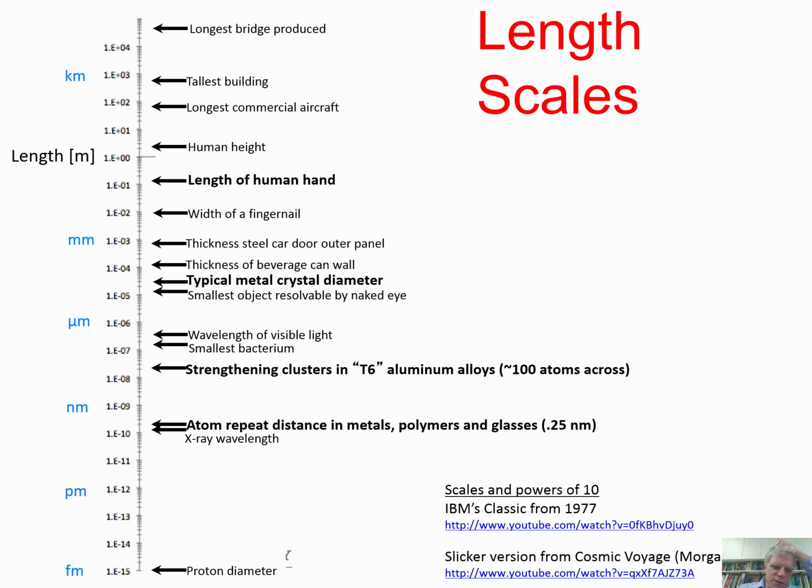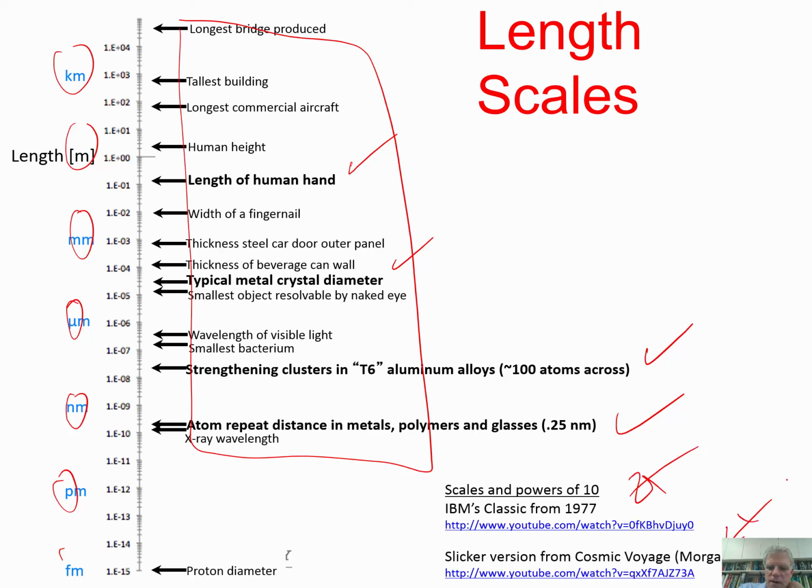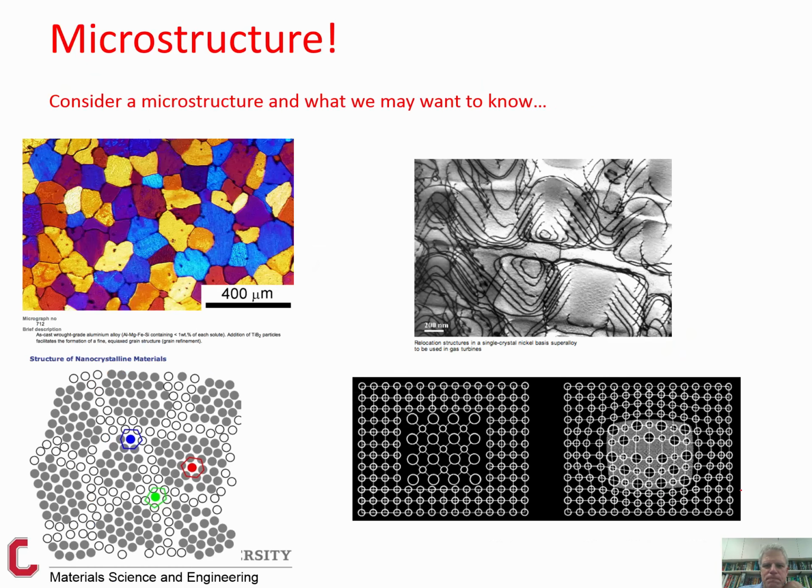I'm not going to go through this. This just shows where there are different sorts of length scales associated with things we're interested in as humans. You know, human hand, crystal diameter, the particles I'll show you in a little bit in T6 aluminum, atom repeat distances, and again, this is all on a logarithmic scale with the big SI factors of 1,000 called out on there. These factors of 10 I mentioned before. There are some great ones. IBM did a great one back in 1977. The Simpsons have done this as a couch gag. Morgan Freeman does a great job, and I will encourage you to just think about this on your own. Won't spend much time in lecture here.